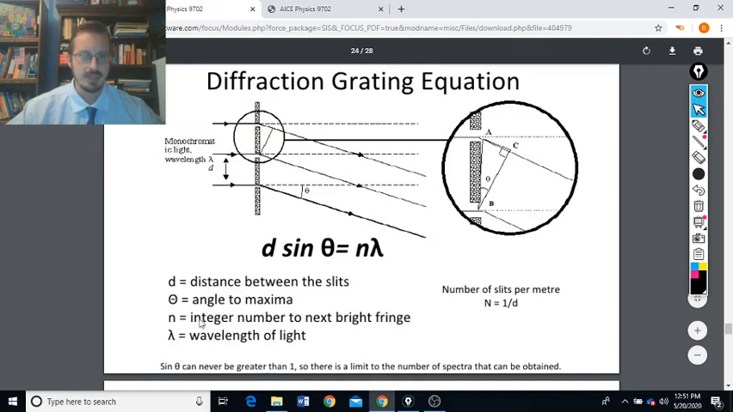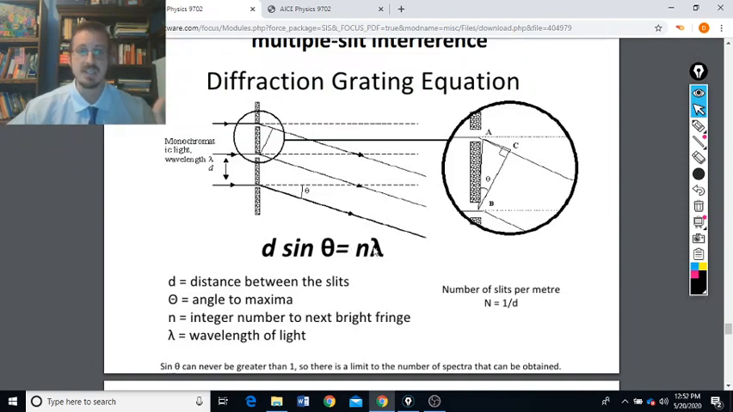Really good key ideas on this slide. Sine theta can never be greater than 1, so there's a limit to the number of spectra that can be obtained. That's n, the order number. The equation d sine theta equals n lambda, where d is the distance between the slits in our diffraction grating, theta is the angle to get to that maximum, and n is the number of maxima. So it's the integer number to the next bright fringe.